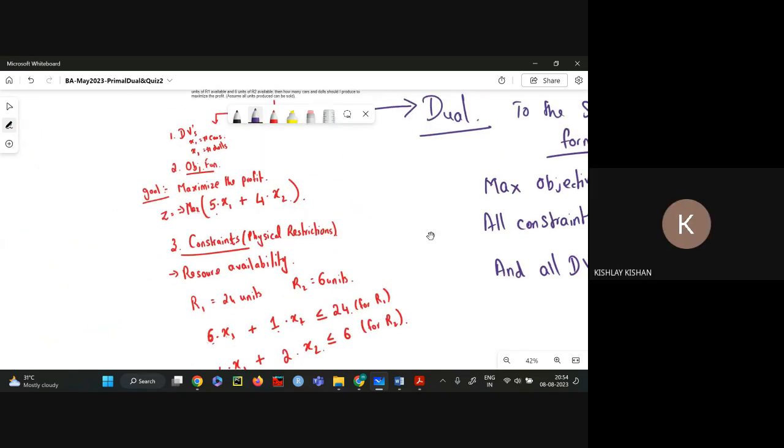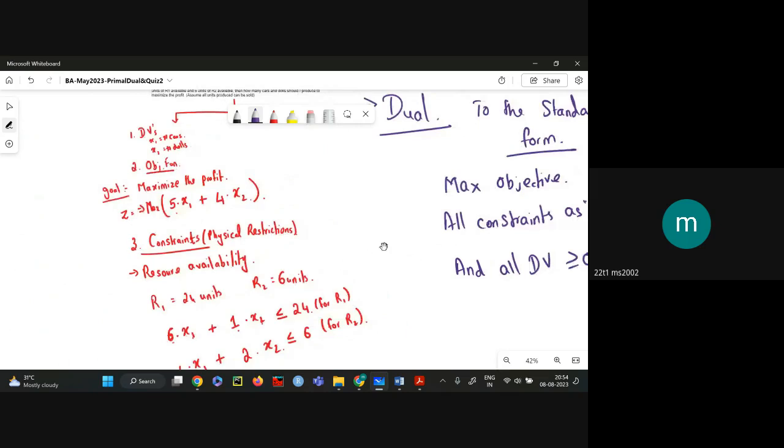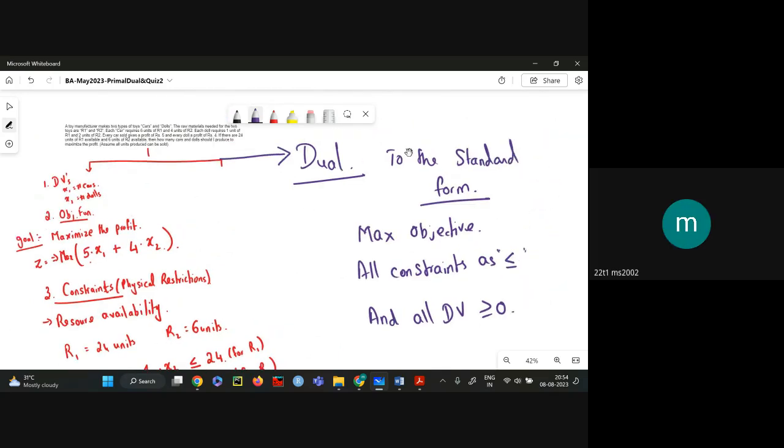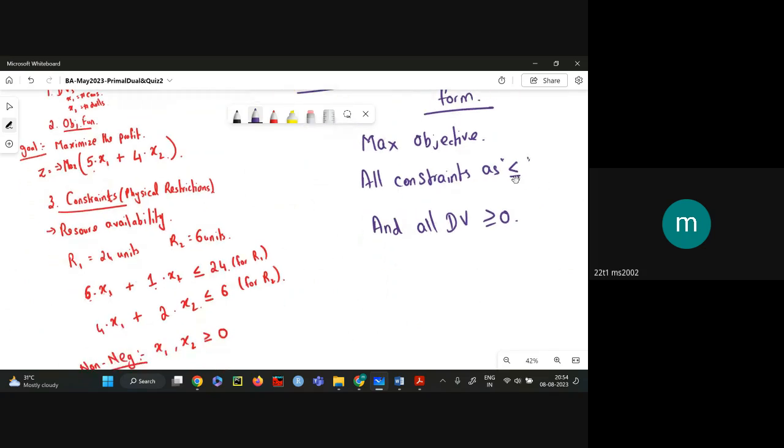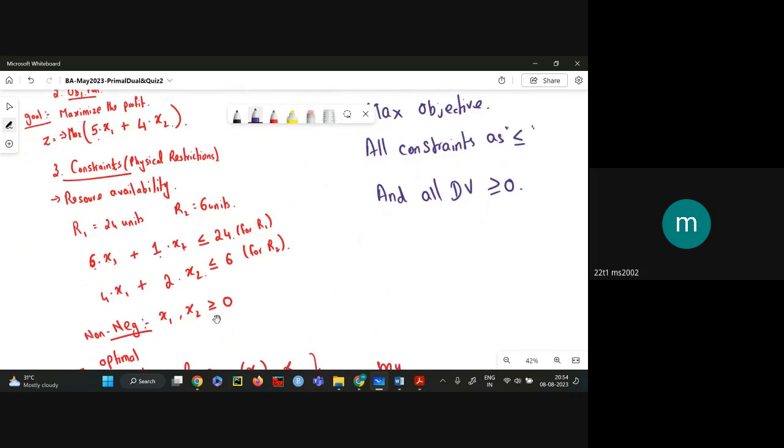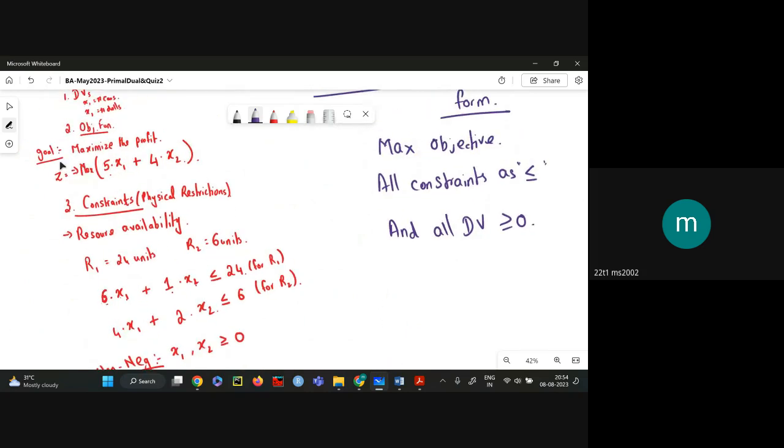The objective will also be the same. Pardon me? Sir, in primal, if it is maximizing. No, I am telling you, for getting a dual, you must first convert the primal to a standard form. So before you start a dual, step 1 is convert the primal to the standard form. And what is that standard form? It should have a maximization objective. All the constraints should be less than or equal to constraints, and all decision variables must be greater than or equal to 0, just like the formulation that we have here. This is a standard formulation, the standard form of the formulation for the primal.